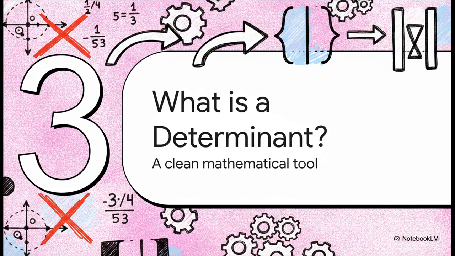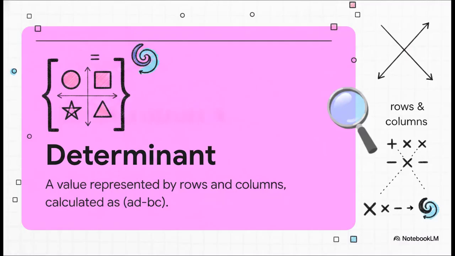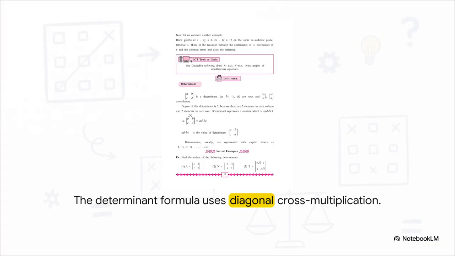What is a determinant? It's a remarkably clean mathematical tool. Simply put, a determinant helps us take a grid of 4 numbers and boil it down into one single, neat numerical value. As you can see, it's a value represented by elements arranged symmetrically in rows and columns, and we calculate it using a very specific, simple formula: A times D minus B times C. Notice those diagonal arrows. That is the core of the operation right there.